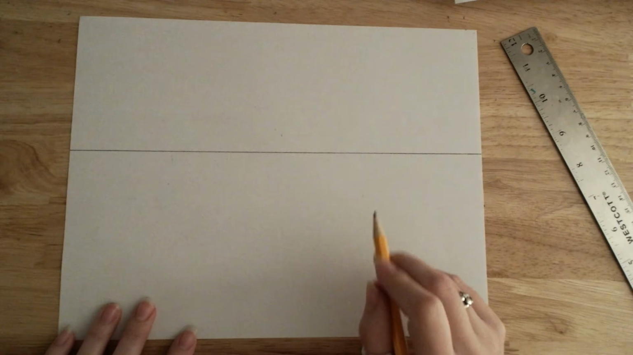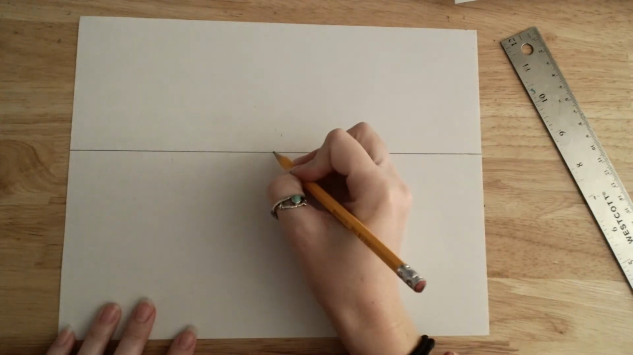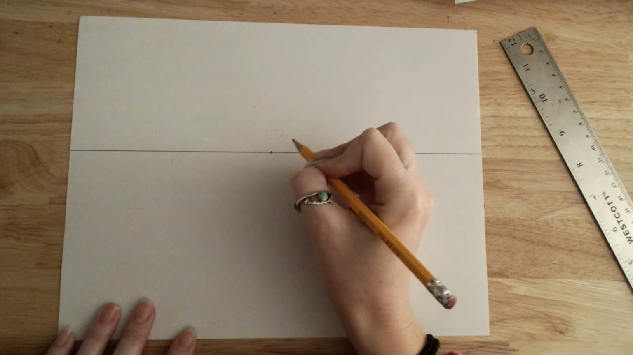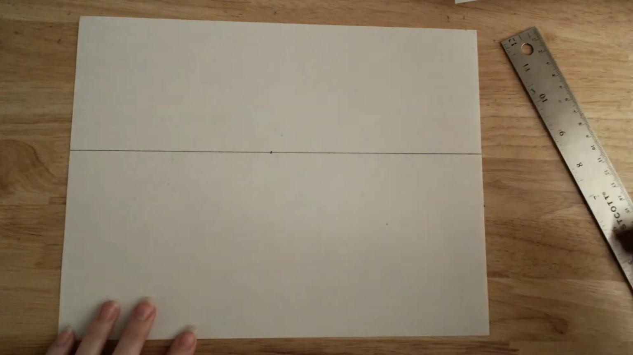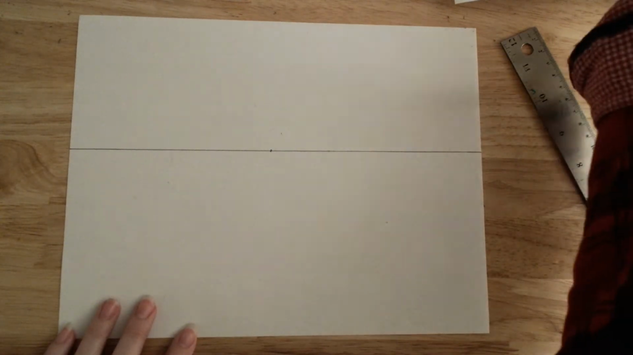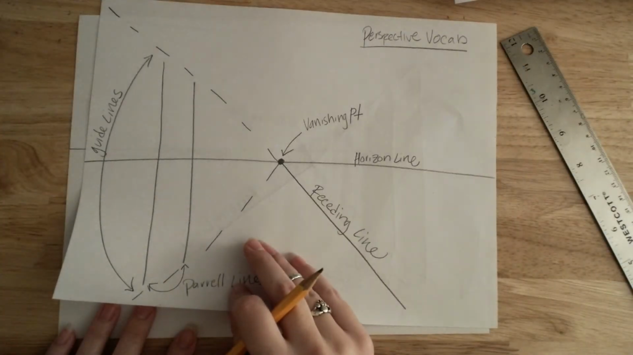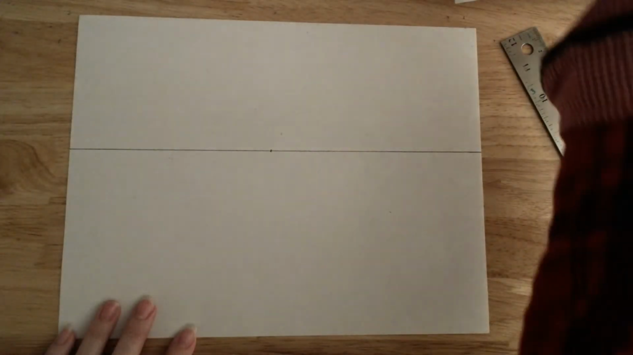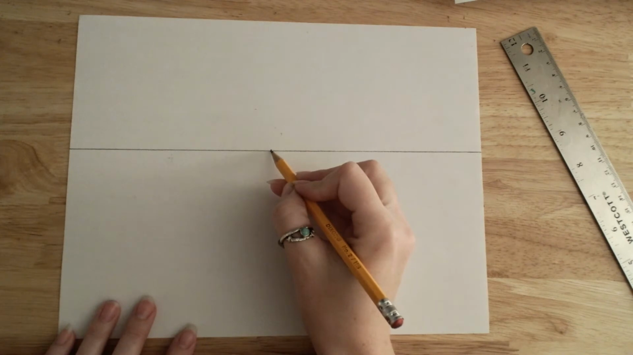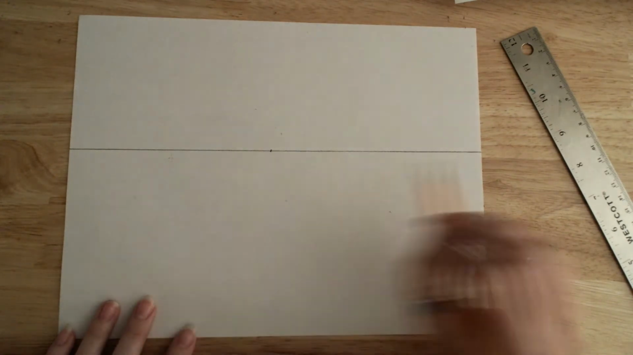And then we're also going to add a vanishing point somewhere in the middle. The vanishing point does not need to be super large. I know that when we did our practice notes that we made our vanishing point really big. We do not need to do that for this one, okay? It needs to be nice and small right there in the center.